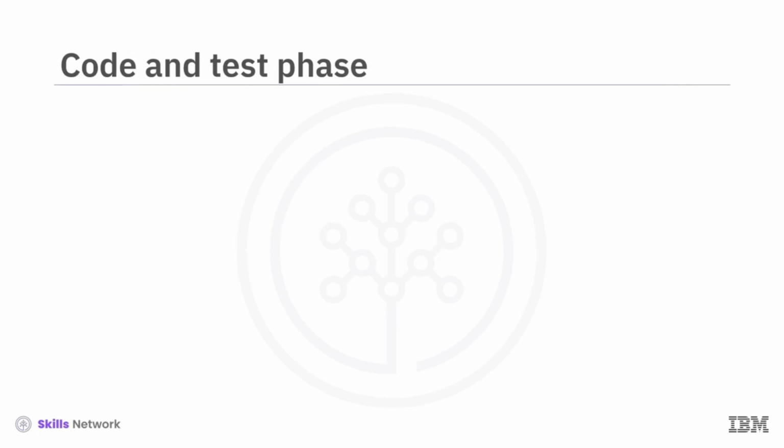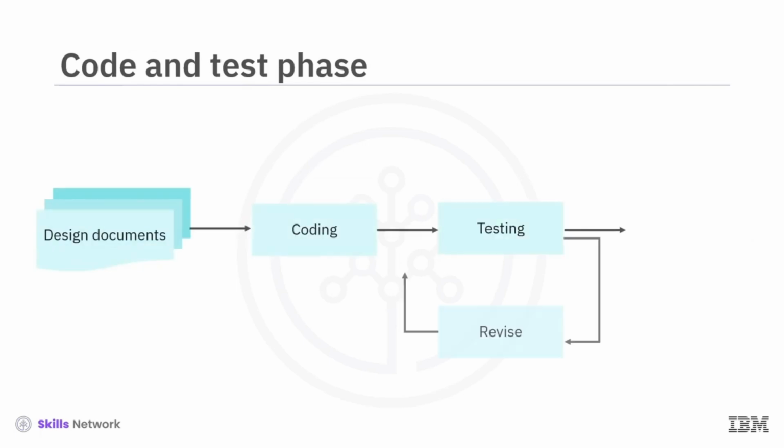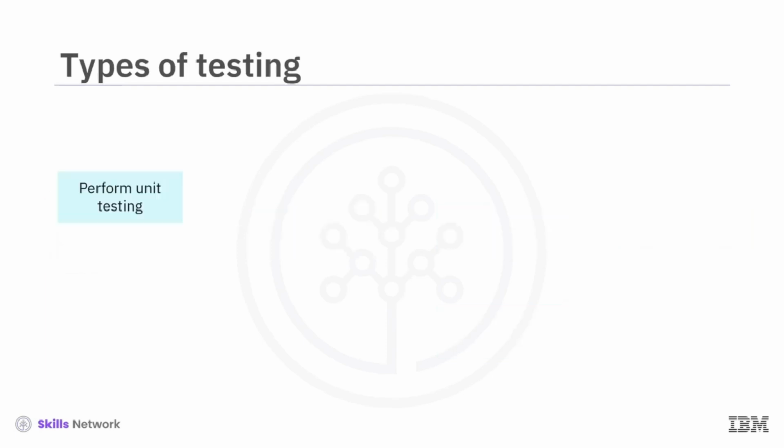During the code and test phase, the team uses the programming requirements specified in the design documentation to code, test, revise, and test the application programs until the code meets all documented requirements. Let's review the testing phase.